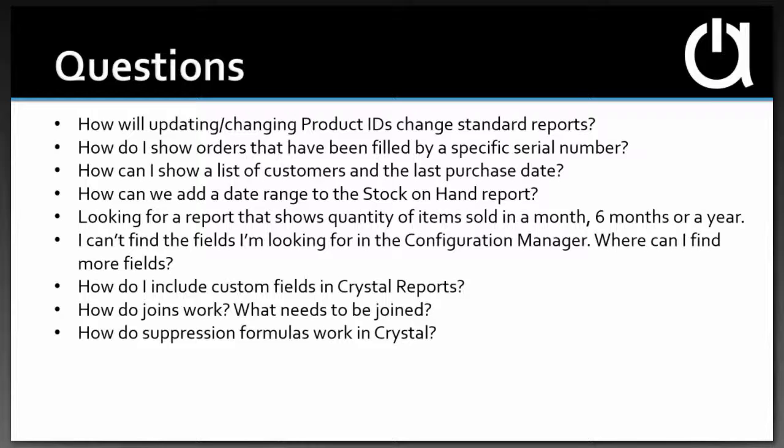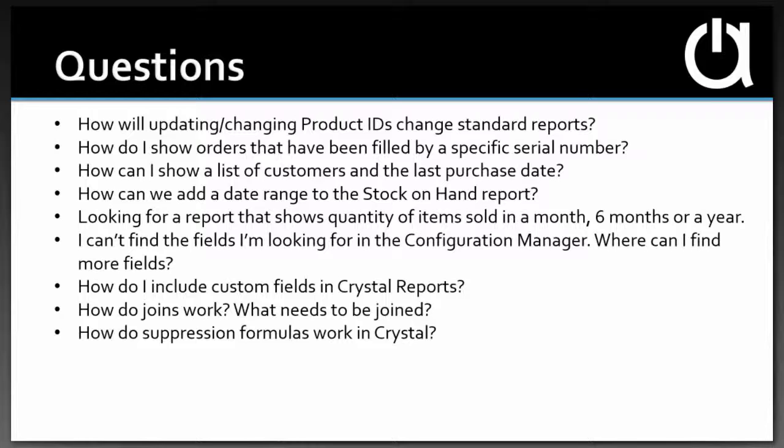So let's jump in here and see, when we're wanting to upgrade or update or change our product IDs, how is this going to change the reporting inside Acctivate? Pretty good question there, because once you make that change, you want to understand what the results are going to be when you go and run a sales order, when you print out your sales order, when you print a sales report, or anything along those lines.